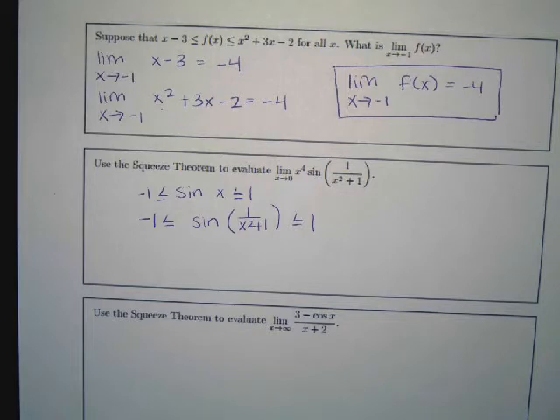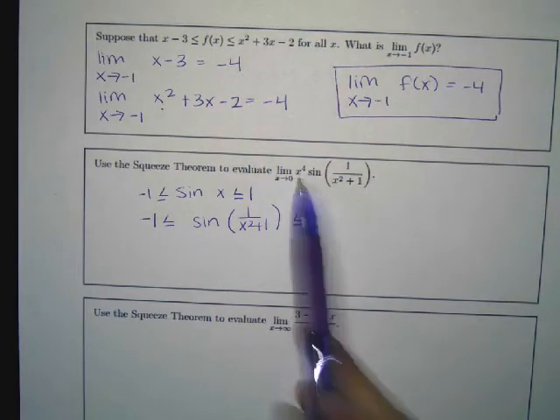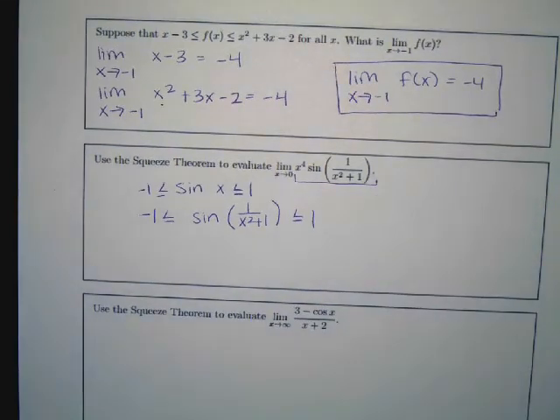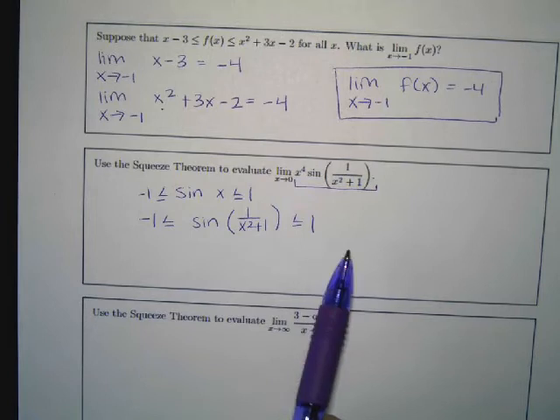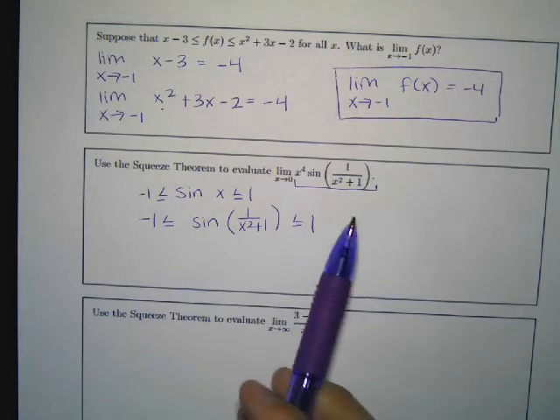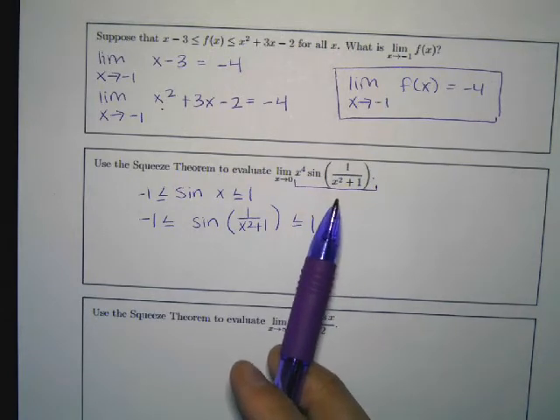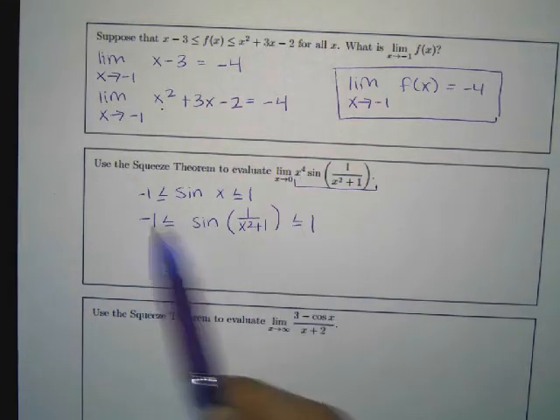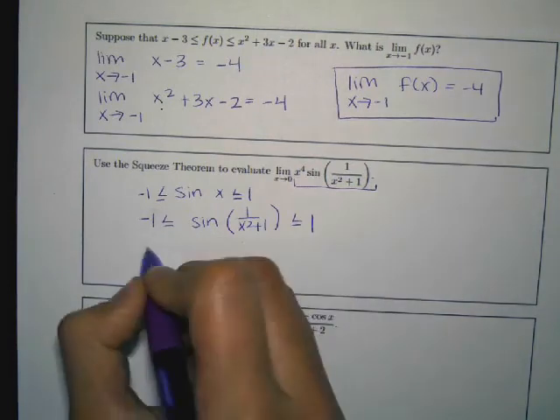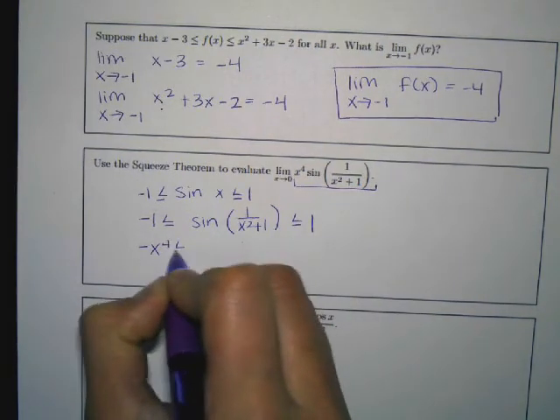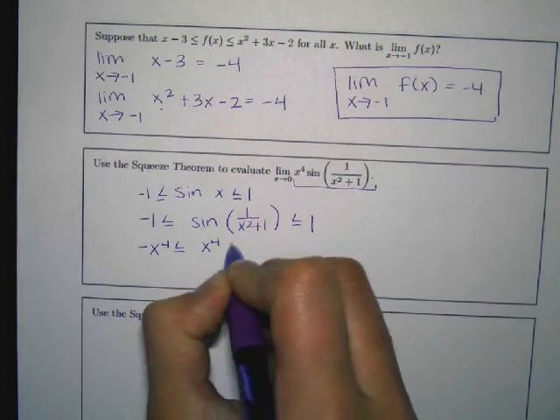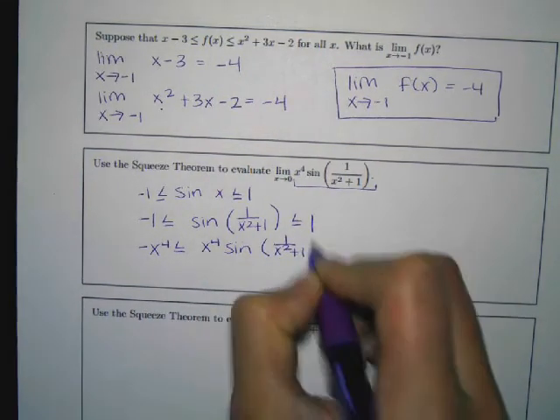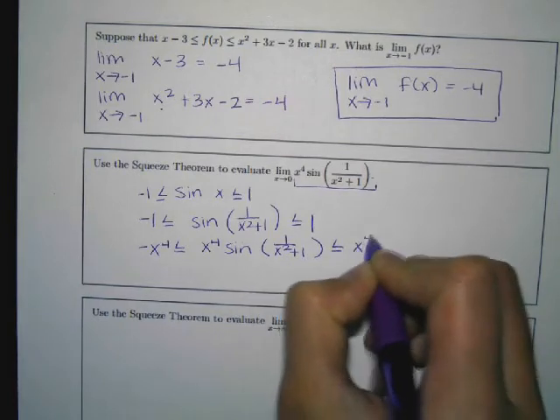So now I need to be able to sandwich this exact function. This is the function that needs to be sandwiched. I need to have that somehow in the middle of two other functions. And right now I'm pretty close to this function, but I'm not quite there. So what I'm going to do, I'm going to take x to the 4th and I'm going to multiply it by all three of these pieces. So I've got -x to the 4th, and then x to the 4th sine of 1 over x squared plus 1, and then x to the 4th over here.